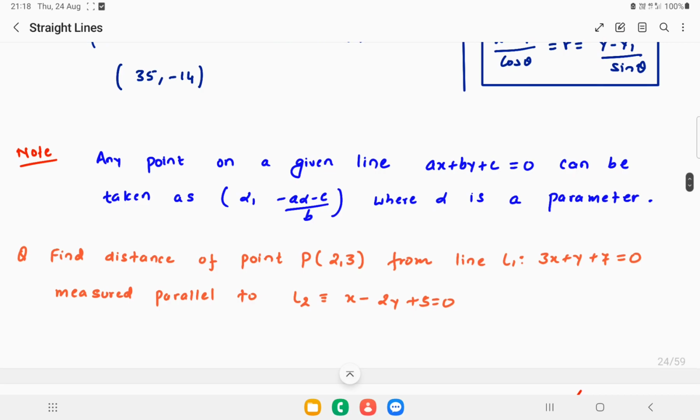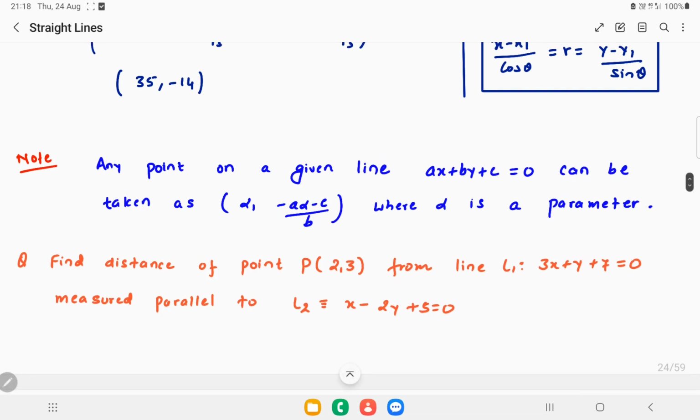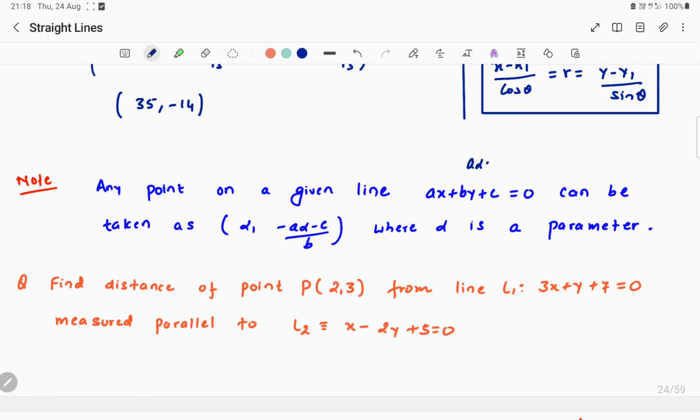Now, I think the last video ended on this point, that any point on a given line ax plus by plus c can be taken as alpha and beta. But what is beta? If you write a alpha plus b beta plus c equal to 0, you can find beta in terms of alpha. Beta is minus a alpha minus c divided by b. So either you can take alpha and beta, or you can take alpha comma (minus a alpha minus c) by b. What is the advantage of this? The advantage is that now you have to deal with only one variable, compared to the previous case where you have to deal with two variables.